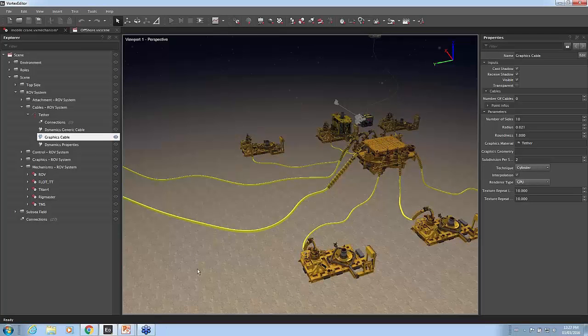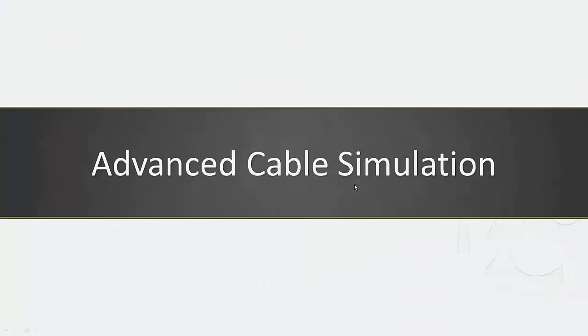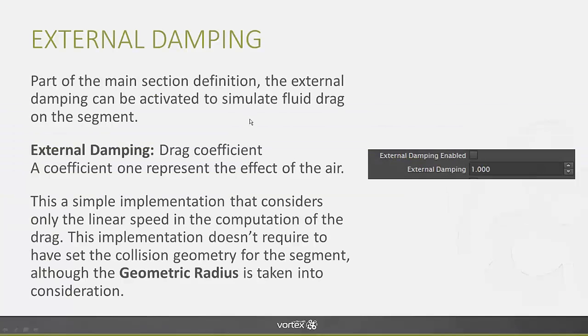Let's go back to our presentation. Advanced cable simulation. Now, there's a number of advanced components that allow you to create a cable with a more realistic behavior. External damping is part of the main section definition. It can be activated to simulate fluid drag on a segment. It's a drag coefficient that represents the effect of the fluid on the cable. Note that this is a simple implementation that considers only the linear speed in the computation of the drag. This implementation doesn't require a collision geometry to be set for the segment, though the geometric radius is taken into consideration.